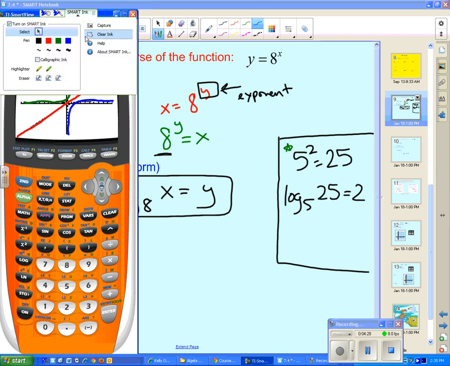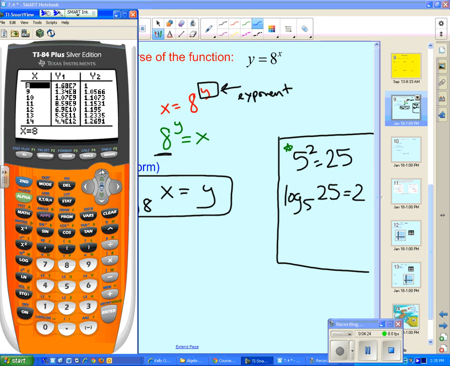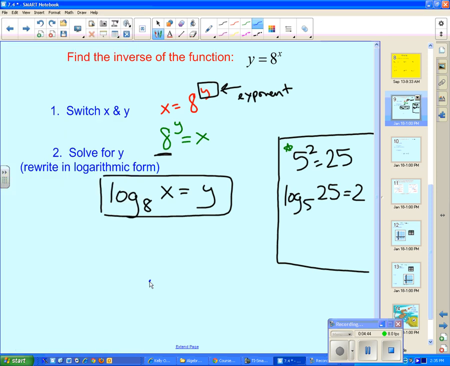Another thing that you can do as well to know that those are reflections is if I go to the table and I find a point on the table like 1, 8 for my exponential graph, I should have the point 8, 1 for my logarithmic graph, and here it is, 8, 1. Okay, so if they really are inverses, that should be true. Who has questions? Yes. I'll show you that later. Okay. All right, so next one.